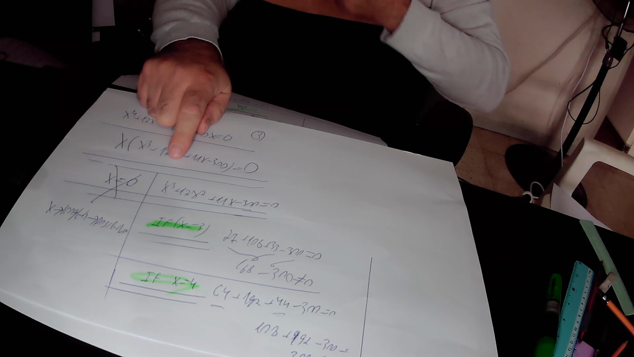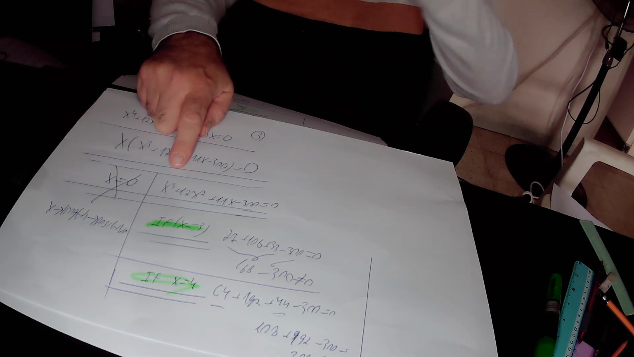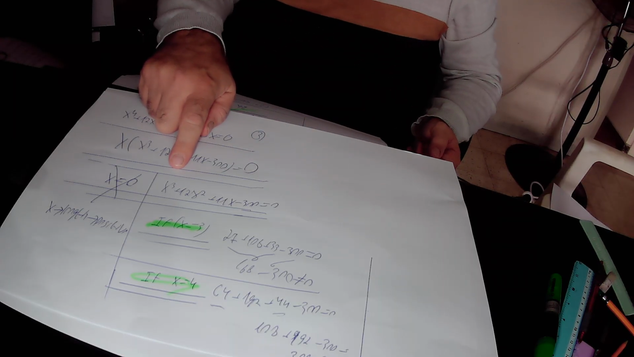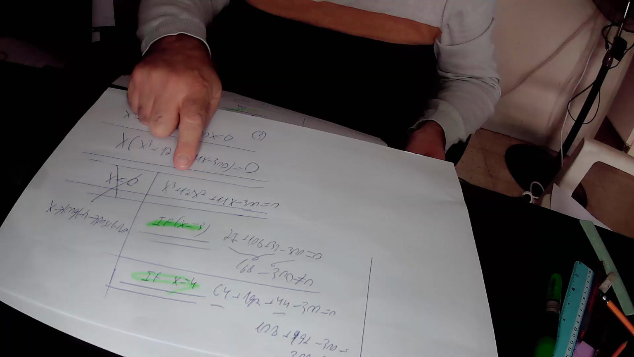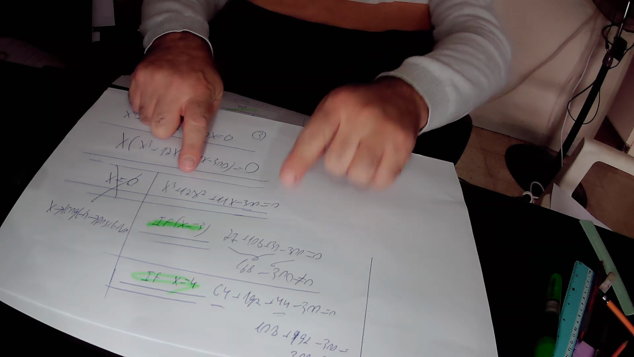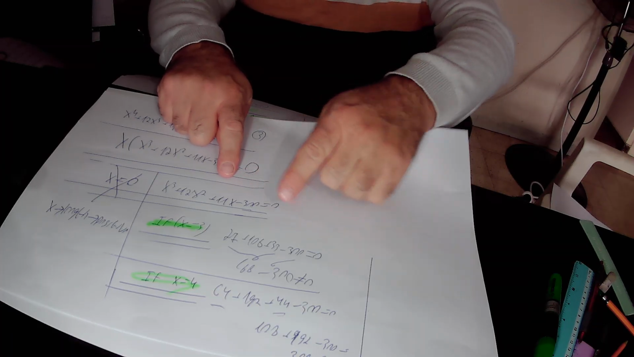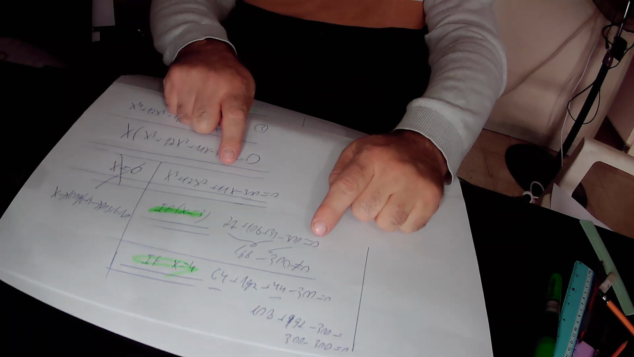In the next step, we check if x equals 4 solves this equation. That is to say, we just substitute x by 4. So x cubed is 4 cubed, that is 4 times 4 times 4, which is 64, plus 12x squared. x squared is 4 squared, that is 16, and 16 times 12 is 192, plus 11x. 11x is 11 times 4, that is 44, minus 300, it should be equal to 0.